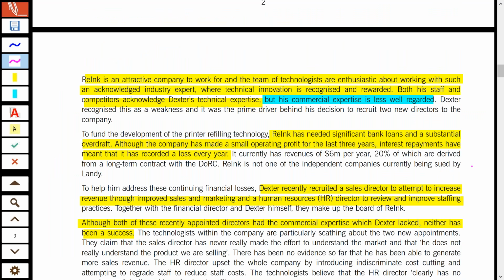Re-Ink is an attractive company to work for, and the team of technologists are enthusiastic about working with such an acknowledged industry expert where technical innovation is recognized and rewarded. Both his staff and competitors acknowledge Dexter's technical expertise. So Dexter is the owner and the CEO of Re-Ink. But his commercial expertise is less well regarded. So a lot of technical expertise, which is a strength. However, lack of commercial expertise, it's a weakness.